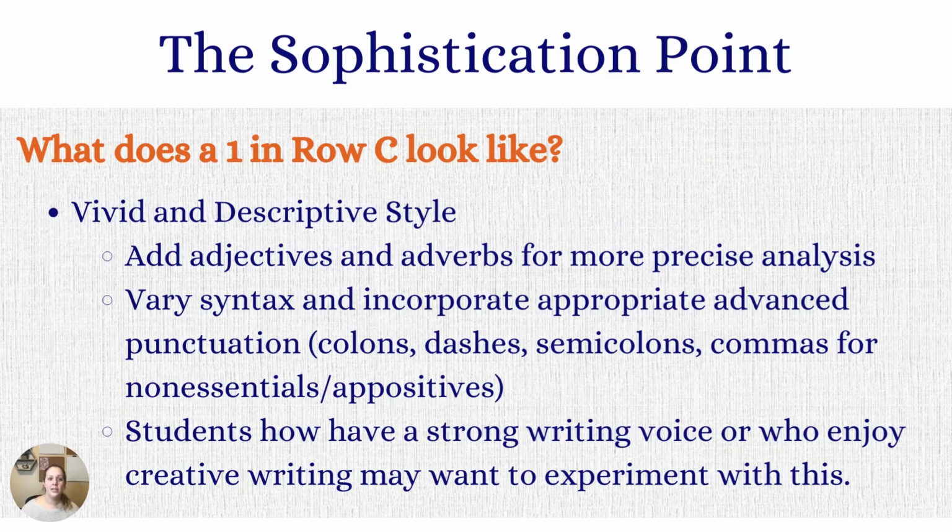Another way that students can earn sophistication is through a vivid and descriptive style. Now, I'm going to give you some quick tips to improve your style, but please keep in mind this doesn't automatically guarantee the sophistication point. One thing that you can start by doing is adding in adjectives and adverbs to help your writing be more precise. You also want to practice varying your syntax or sentence structure.